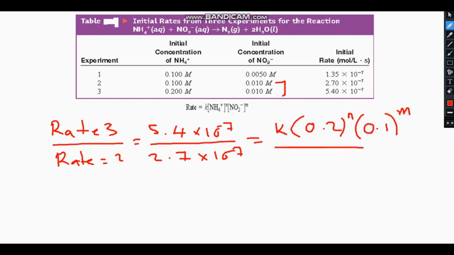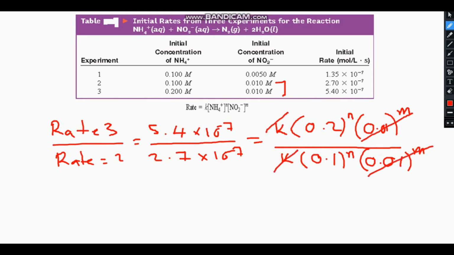So we divide this by K, the initial concentration of NH4 with regard to experiment 2, which is 0.1 to the power n, then the concentration of NO2, which is 0.01, to the power m. So already you can notice that these two values can simplify. The K value and this K value will simplify.